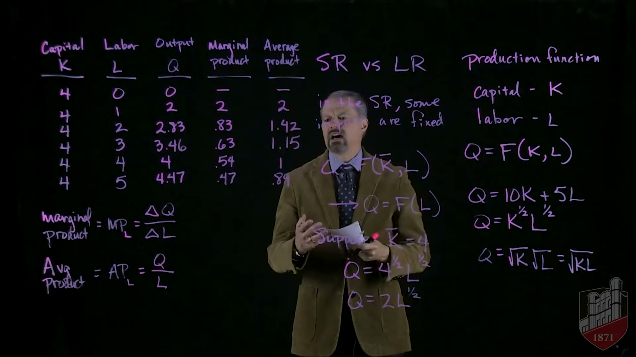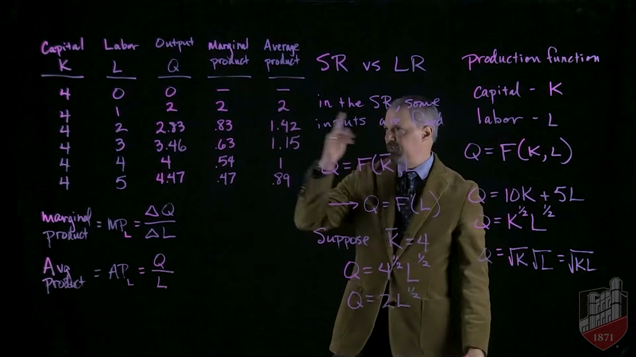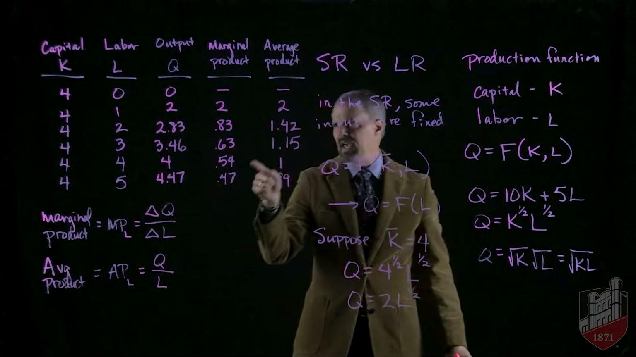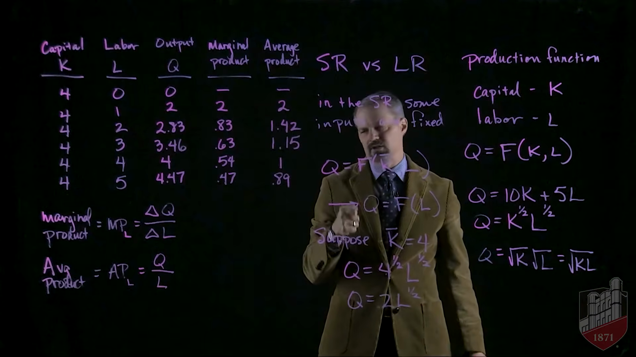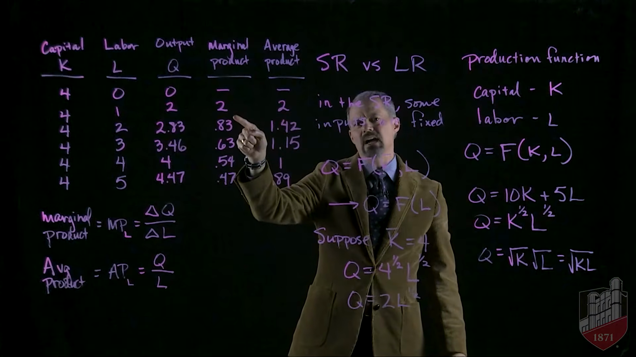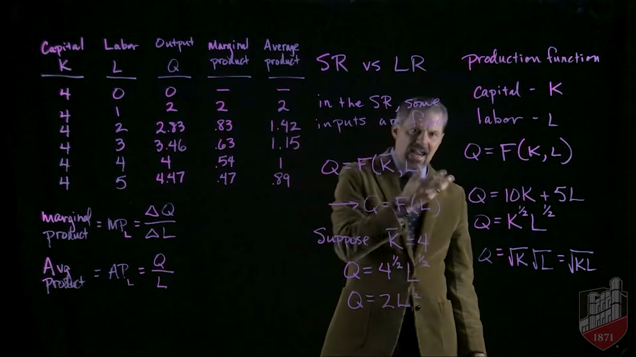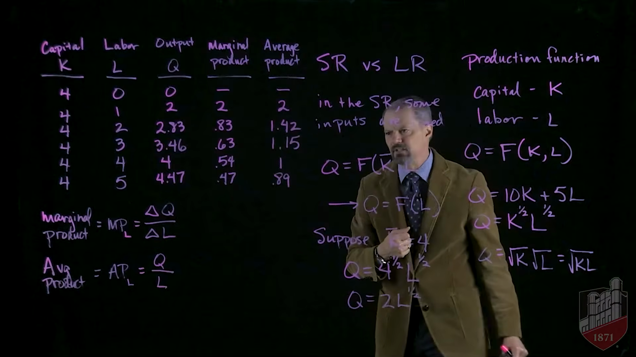So now we've got an idea of, as we're changing labor, what happens to output, and we can think about at the margin, how much additional output do we get out of each worker? And we can also think on average, how much are we getting out of each worker?